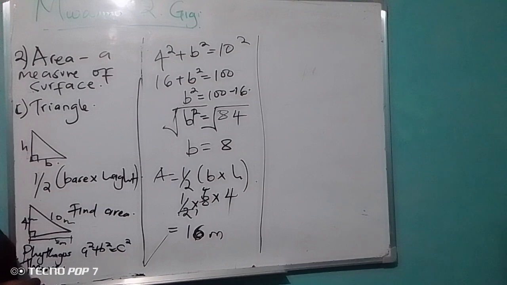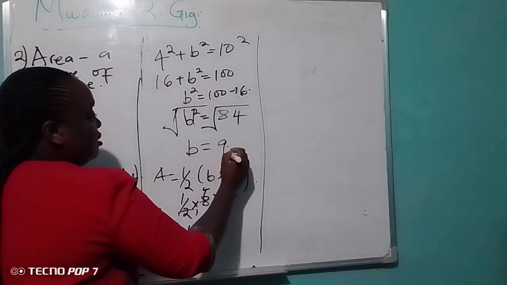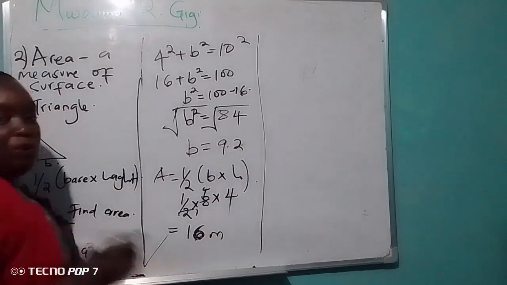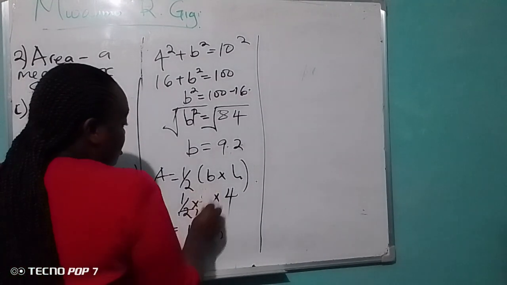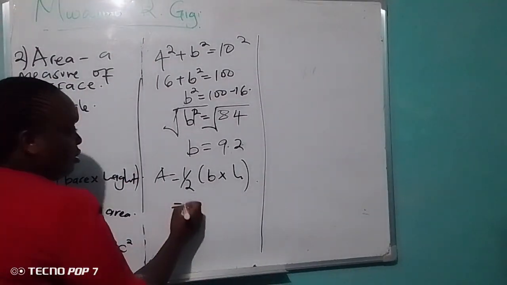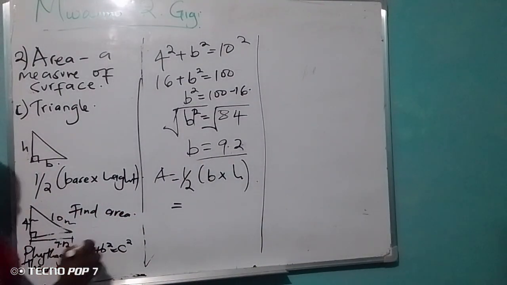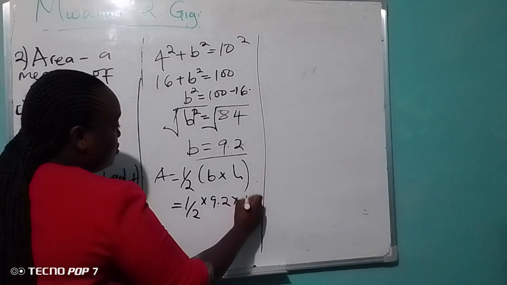The square root of 84, how much is it? 9 point something. So I have corrected here, it's 9.165. So it's 9.2. So a half times 9.2 times height, which was 4.